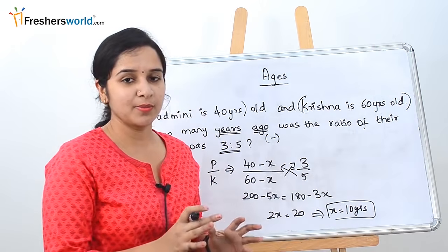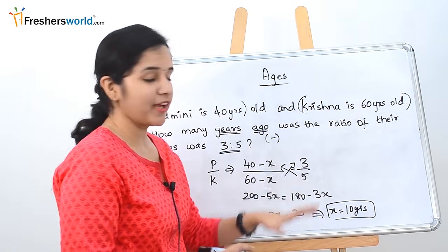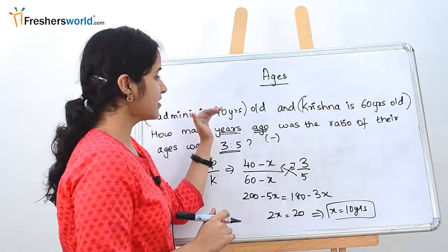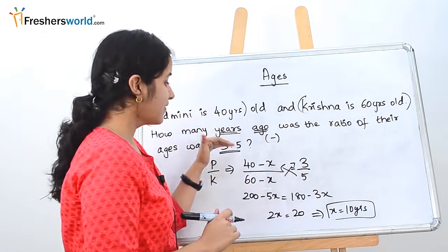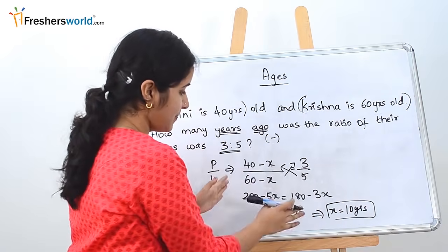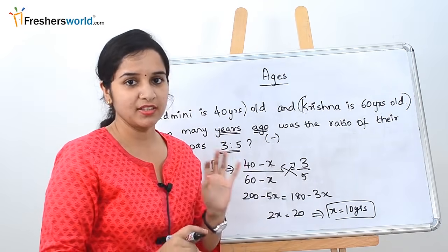If you just cross multiply it and find x, you will be able to find the years ago in which the ratio was so and so. Similarly, they will just interchange the values of their ages and then give you various ratio proportions. Based on that, all you have to do is follow the same method, only the values will change here, to find the number of years ago.